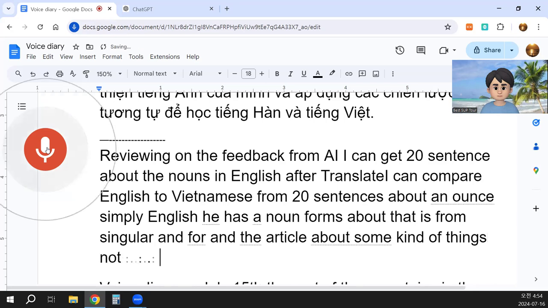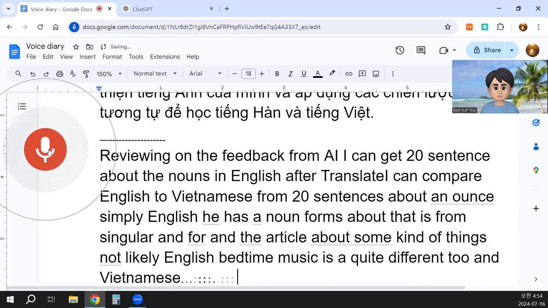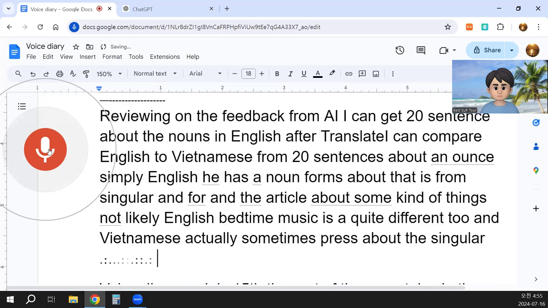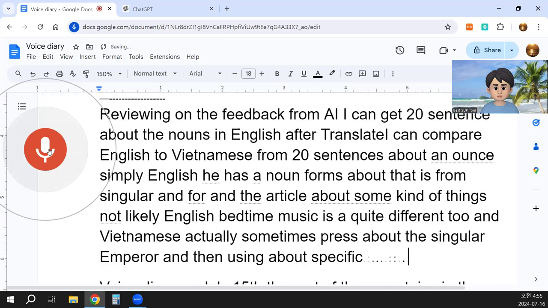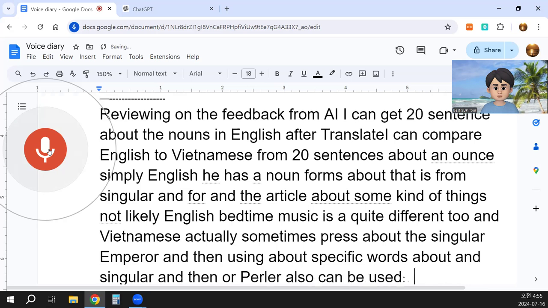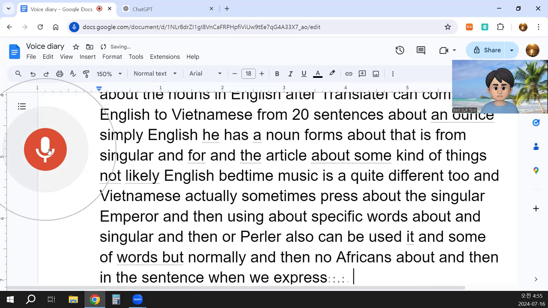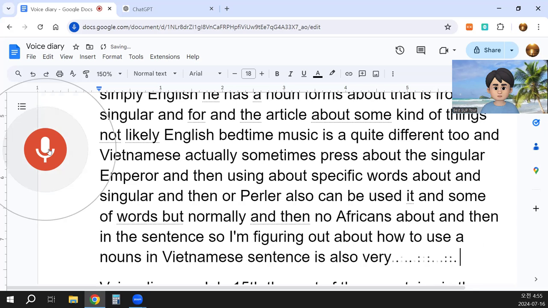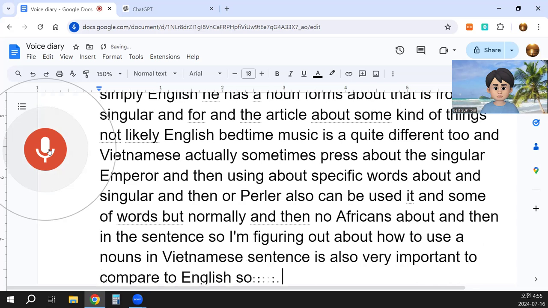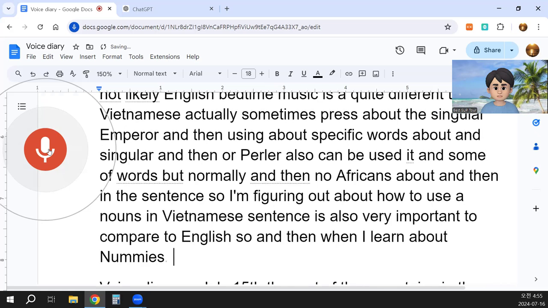Unlike English, Vietnamese is quite different. In Vietnamese, sometimes singular and plural are expressed using specific words, and plural can also be used in some words. But normally there are no articles in the sentence when we express the noun in a Vietnamese sentence. So figuring out how to use nouns in Vietnamese sentences is also very important compared to English. When I learn about Vietnamese, I can understand it.